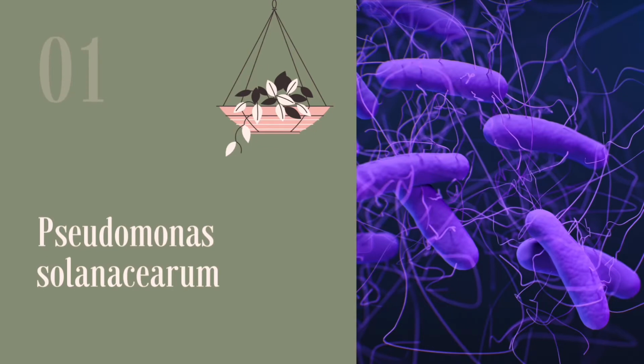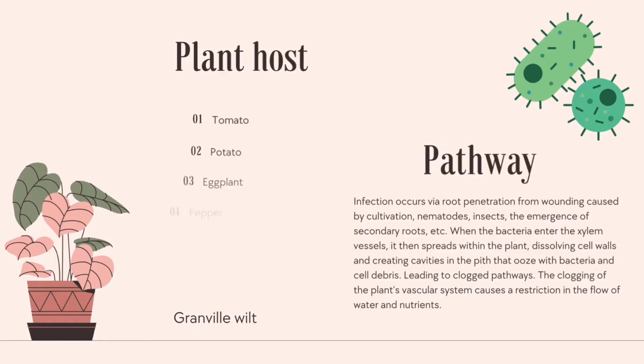Starting with bacteria, our first bacteria is Pseudomonas solanacearum. Pseudomonas solanacearum affects many plants, which include tomatoes, potatoes, eggplants, and pepper. The disease that it causes is bacterial wilt.